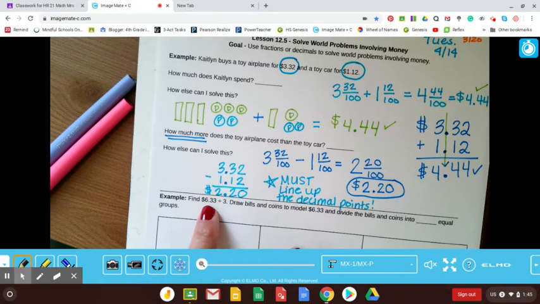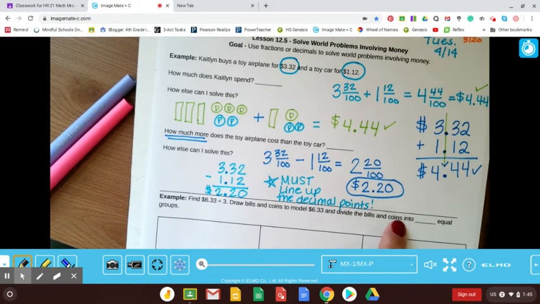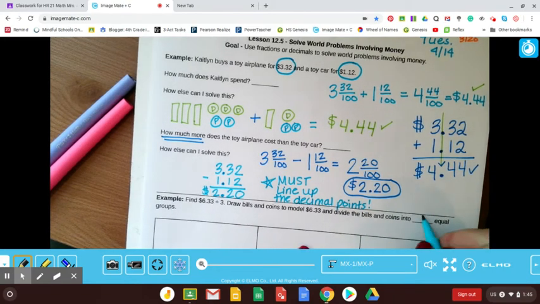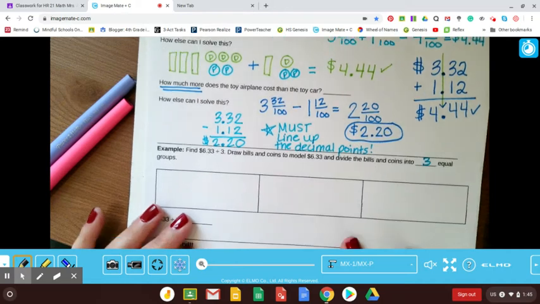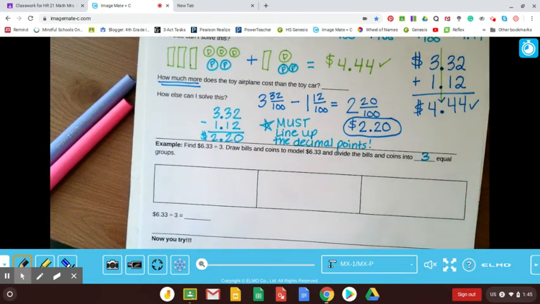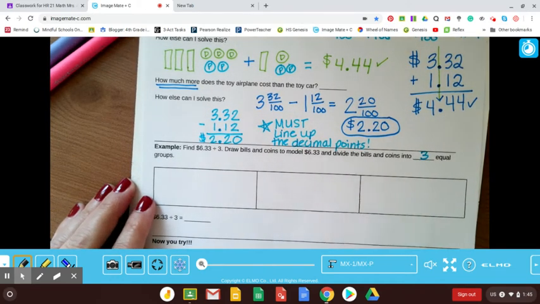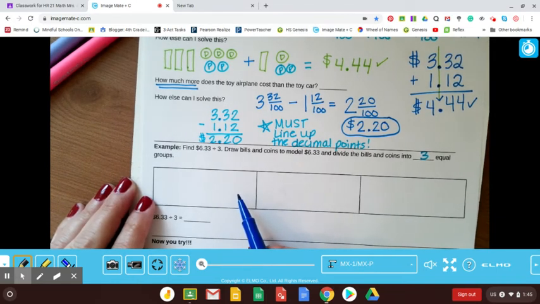All right, let's do this other example problem. We're saying find $6.33 divided by 3. And it's saying to draw bills and coins to model $6.33 and divide the bills and the coins into how many equal groups? Well, we have 3 equal groups here, so a 3 fits in there. Now, division of decimals is not a 4th grade standard. It's actually something you're going to be doing in 5th grade. So instead of using the standard algorithm to divide here, did I say 6th grade? I meant 5th grade if I did. We are actually going to model it using bills and coins.